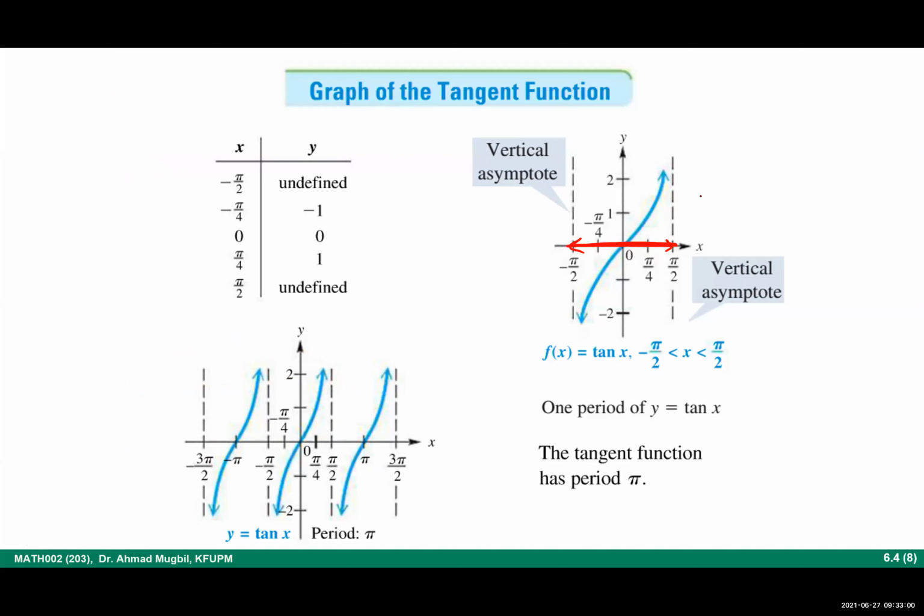So, Shabab, this is one period, one part of the graph. Now, if you want to draw more parts of this, what will you do? You will go to the first two vertical asymptotes and add the period. You will add pi. So what is pi over 2 plus pi? It will be 3 pi over 2, so this is the next vertical asymptote. Here, subtract pi. You will have negative 3 pi over 2. This is the one to the left.